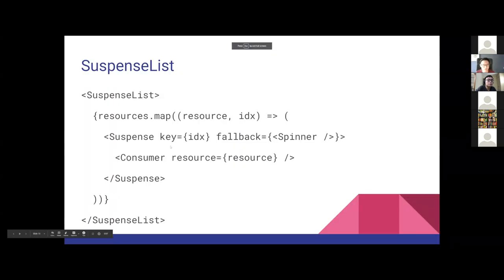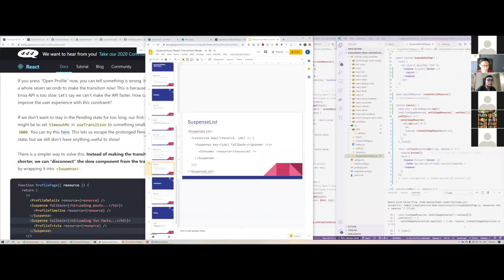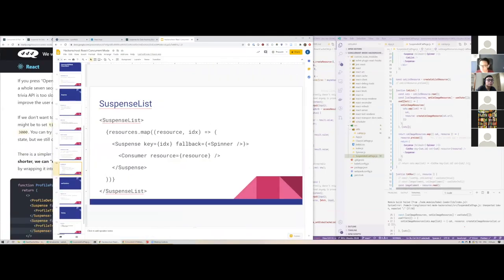So let's just put this side by side with the code. You notice that we have a list here, a list of Suspense elements. This is kind of similar to this resources map, right? We get a list of Suspense elements. All we need to do is wrap it with a SuspenseList.